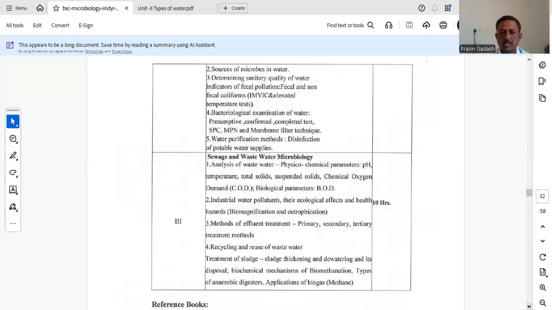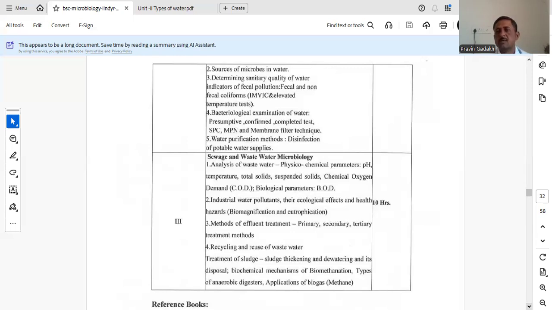Again, and the last point, we have to discuss the recycling and reuse of wastewater: how by using different treatment methods we can reuse that wastewater, or make it usable for agricultural or industrial purposes. In that, we have to discuss the treatment of sludge thickening and dewatering, and its disposal methods, the biochemical mechanism of biomethanation, types of anaerobic digester, and their application with respect to biogas production.